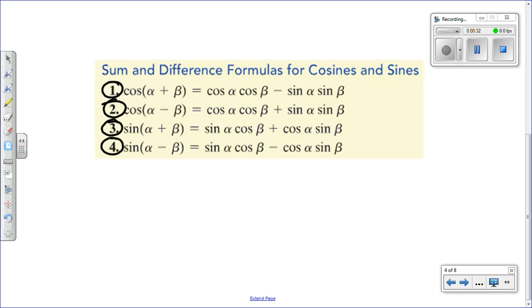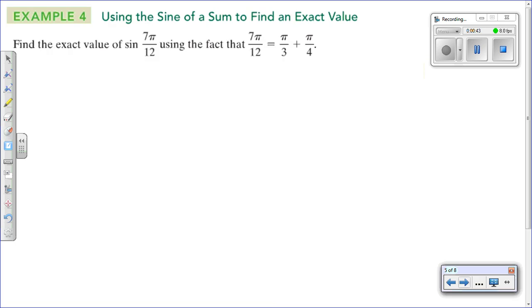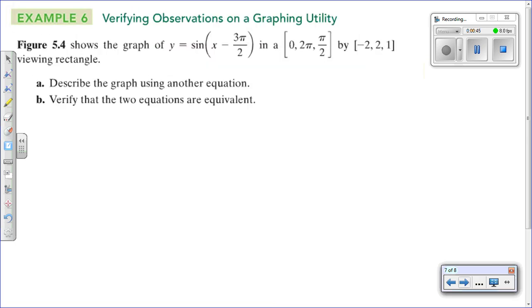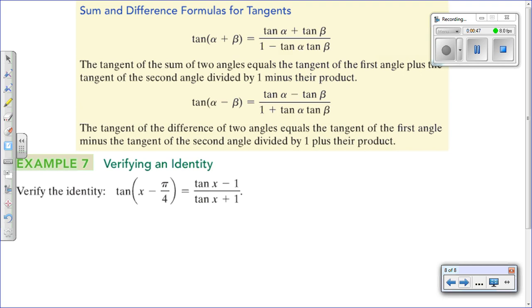And then at the end of the handout, on the second to last slide or last slide, you can see your other two for tangents, for the sum and difference of the tangent of two angles. They're right here, so we'll call those 5 and 6. We're going to go over those. What we're going to be doing with them is pretty simple. We're going to be substituting values.